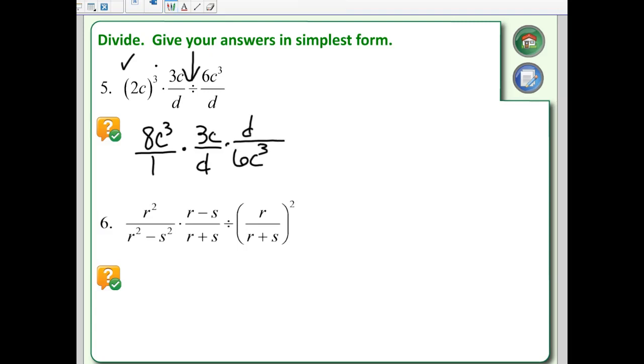Now, what can we cancel? Well, I can cancel my d's. Did you see I have a c cubed here and a c cubed here? Now, what else can I do? Well, this 3 can become a 1, and 3 goes into 6 too. So now what do I have left? Well, in the numerator, I have an 8 left and a c. And in the denominator, if you look, I have a 2 left, and so that gives me 4c.